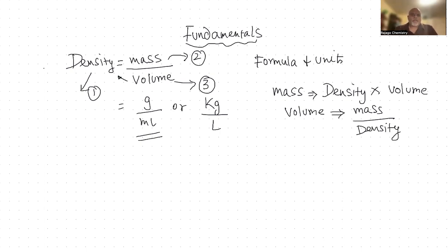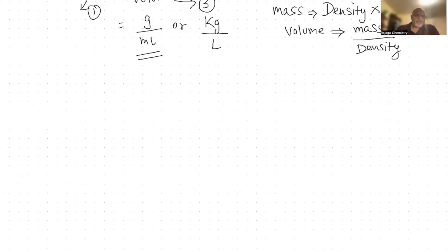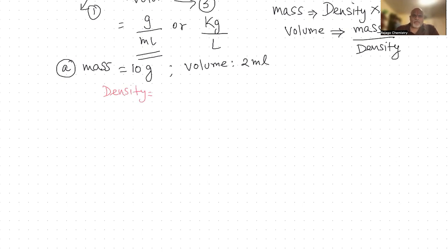So let's look at some problems to understand how this works. Let's say there is a substance and the mass of that substance is 10 grams, and the volume is 2 milliliters. You just have to simply use the formula. Density is equal to mass over volume. So it should be 10 grams over 2 ml. It should be 5 gram per ml. That should be the density of the substance.